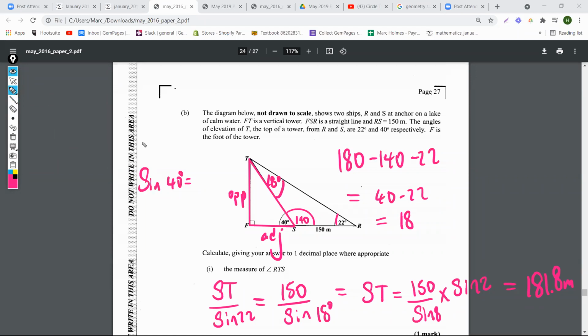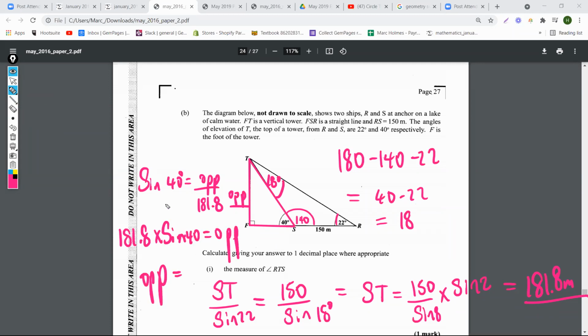Sine 40 degrees is equal to opposite over hypotenuse. Cool. In this case, S to T is the hypotenuse, the 181.8. So we're going to say the opposite side divided by 181.8 is equal to sine 40. So we end up with 181.8 times sine 40 equal to the opposite side, and then the opposite side would be equal to 116.9.